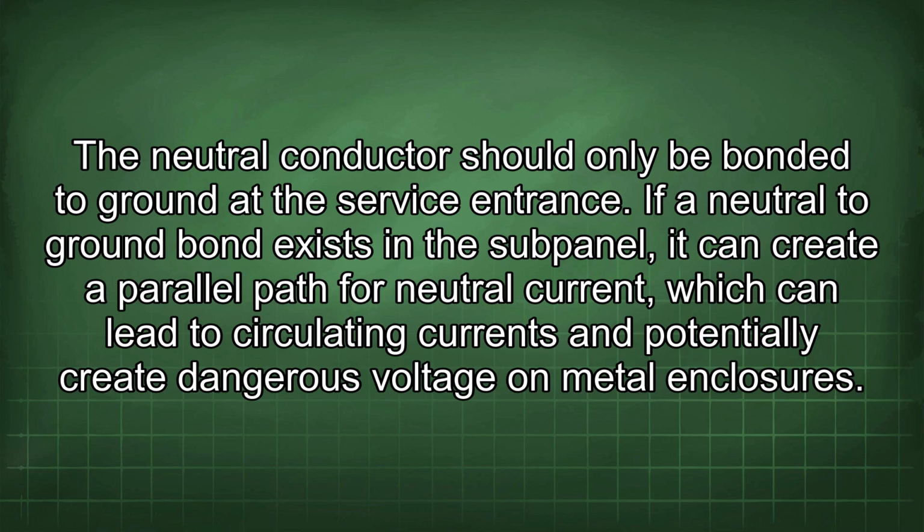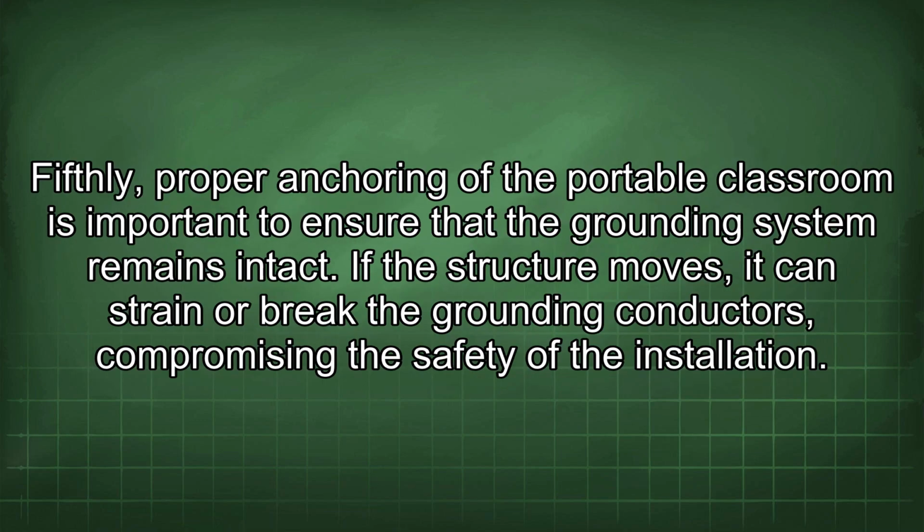If a neutral to ground bond exists in the subpanel, it can create a parallel path for neutral current, which can lead to circulating currents and potentially create dangerous voltage on metal enclosures. Fifthly, proper anchoring of the portable classroom is important to ensure that the grounding system remains intact. If the structure moves, it can strain or break the grounding conductors, compromising the safety of the installation.